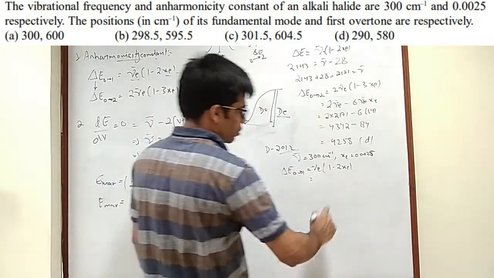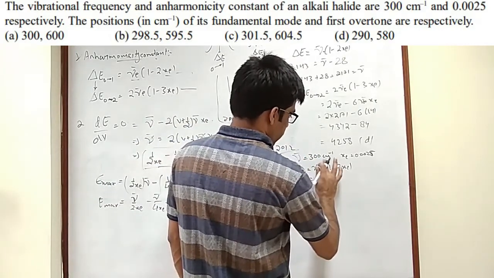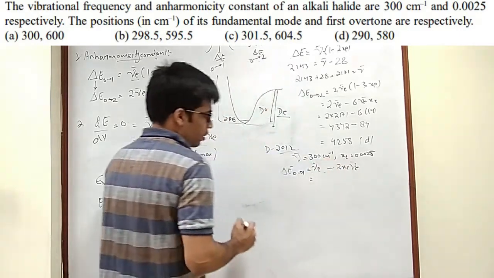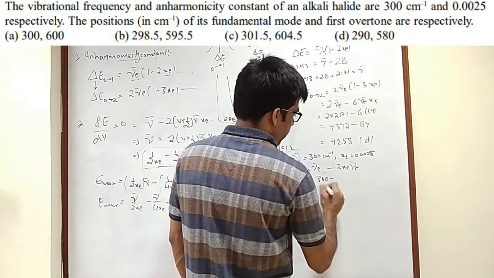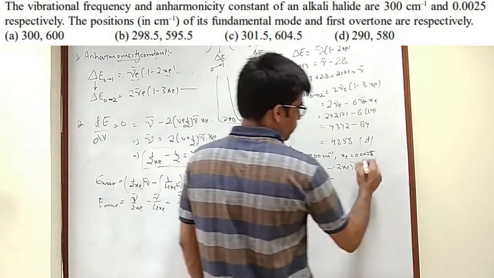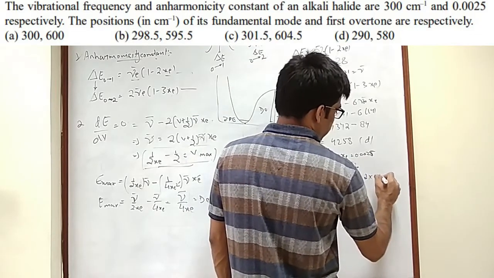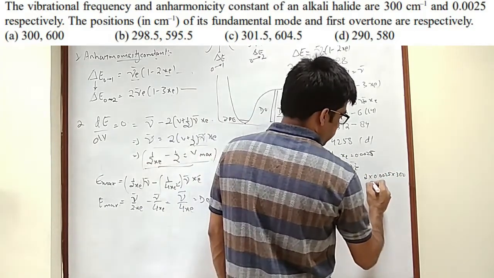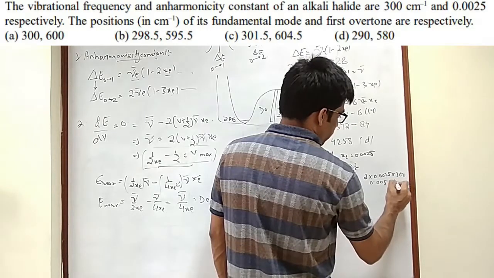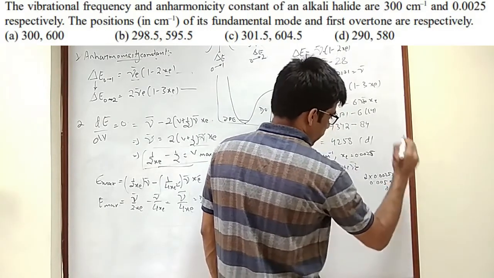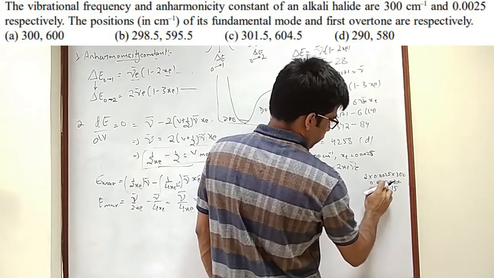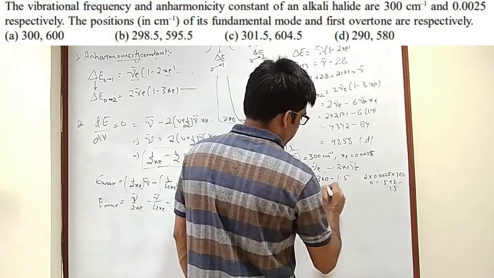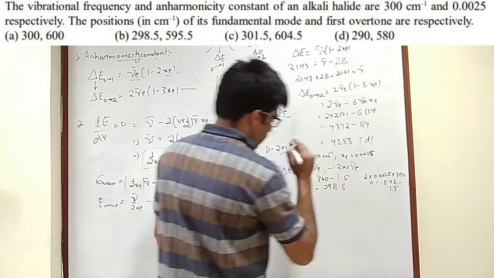So I would suggest solve, let's say this is bracket open, ν̄e minus 2xe ν̄e. So that would be 300 minus 2 into 0.0025 into 300. This would mean 0.005 into 300. That means 1.5. So this is 1.5. This is 298.5. This is for the fundamental.